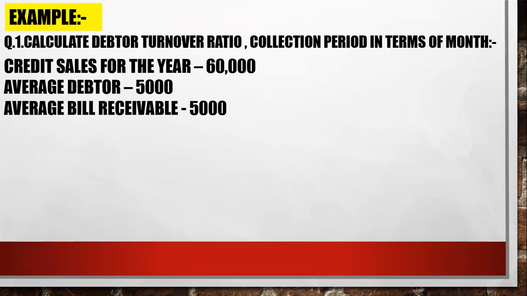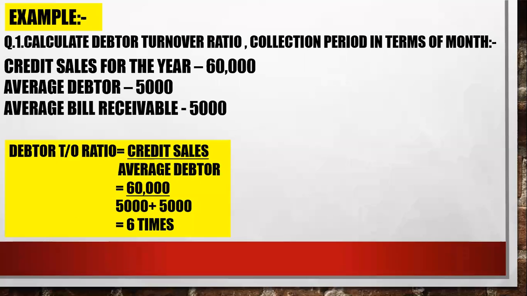Okay. First we'll solve the debtor turnover ratio. The formula is credit sales upon average debtor. Sales is given, that is 60,000, and average debtor and average bill receivable they have given you 5,000 each. So 60,000 upon 10,000. This is the formula. You will get 6 times as the answer.